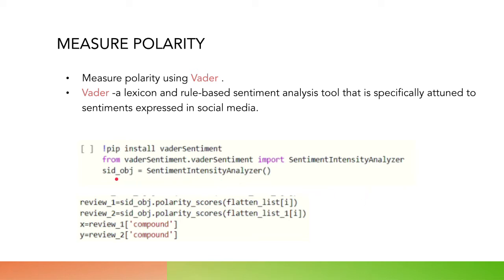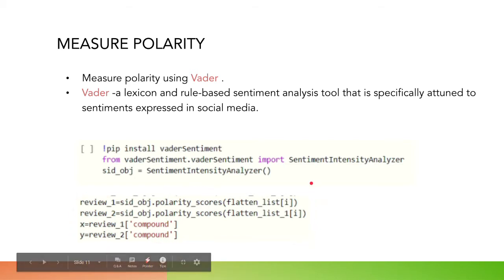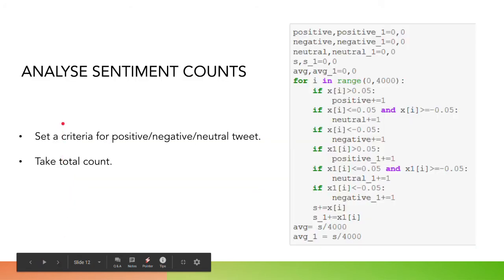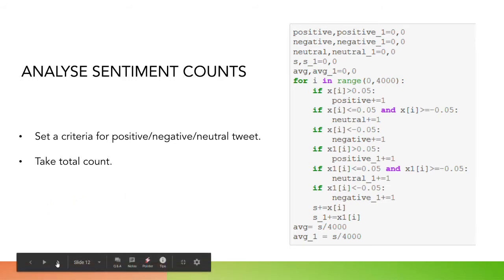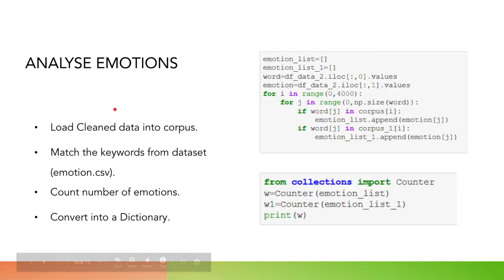So we have created an object of the Vader sentiment analyzer and then appended the review of the particular tweet into the dataset. The next step is to analyze the sentiment counts. So we have set a criteria for the positive, negative and neutral tweets. For example, if the polarity of the tweet is greater than 0.05, we consider that a positive tweet. If it is between 0.05 and minus 0.05, we consider it a neutral tweet, and if it is less than minus 0.05, we consider it as a negative tweet. Thus we have the total counts of sentiments.